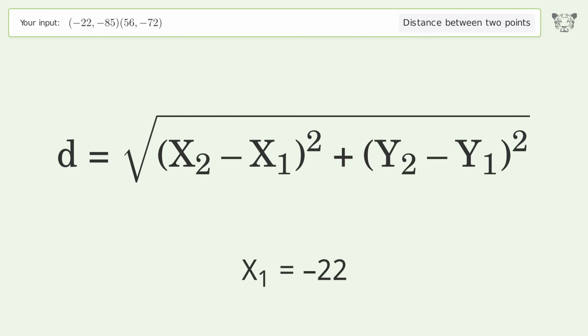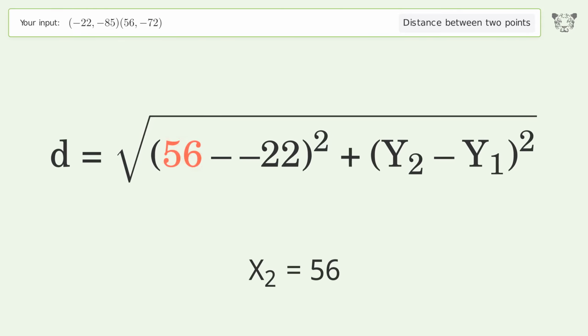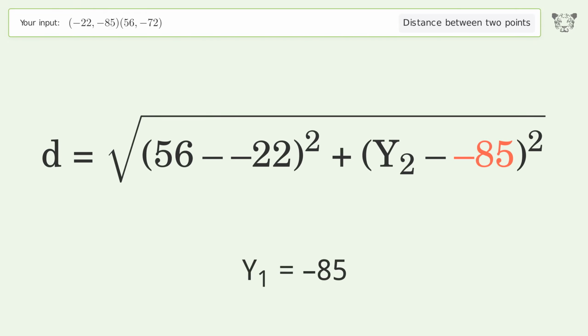x1 equals -22. x2 equals 56. y1 equals -85. y2 equals -72.